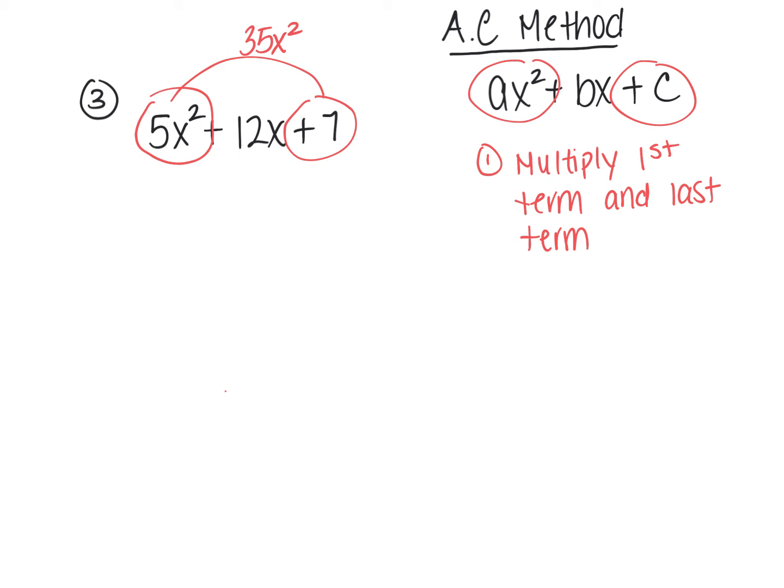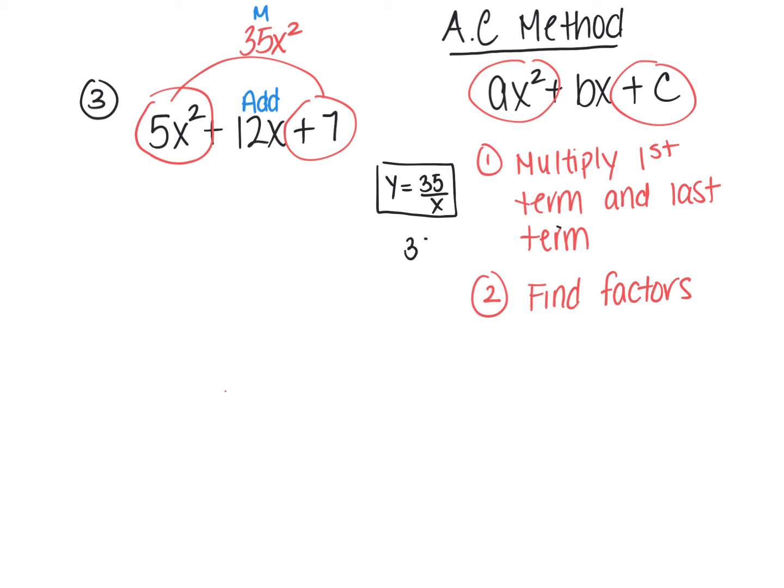So after we multiply the first and the last term, then we're going to find those factors. So now it's literally the same thing as add multiply, except now we're multiplying to this number, but still adding to this number. So same concept. So let's find the factors of 35x squared. So I'm going to put them over here. So y equals 35 divided by x. This is what we're going to put in our calculators. But what we're doing is we're finding the factors of 35x squared. We know we can't put x's into the calculator, so we're just going to do 35 divided by x.